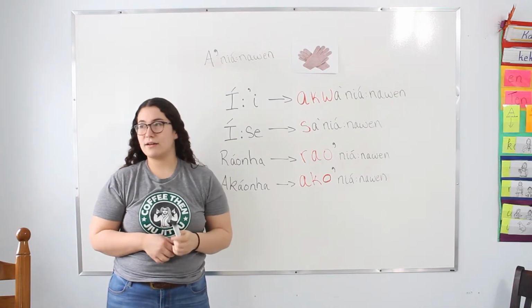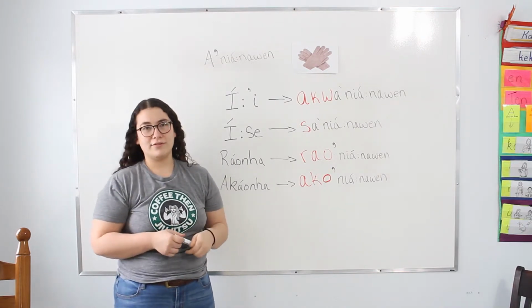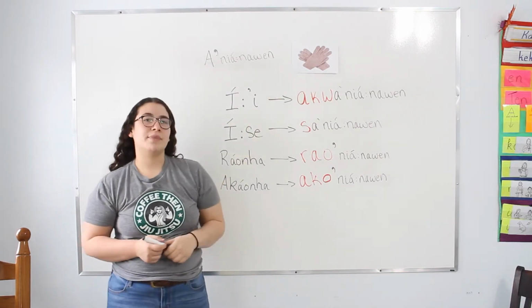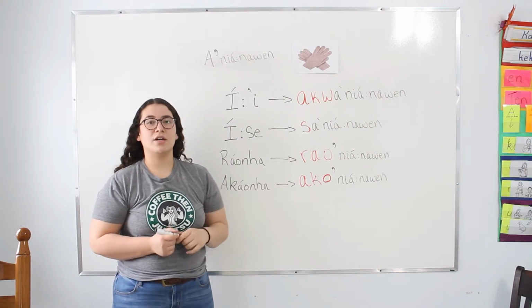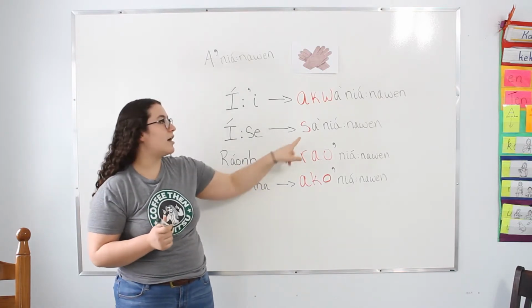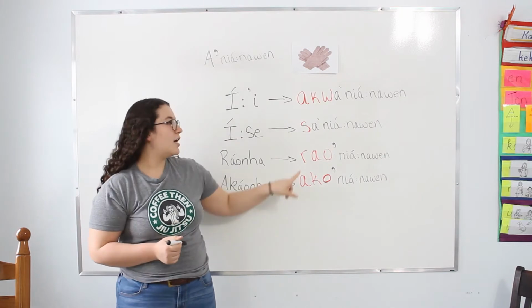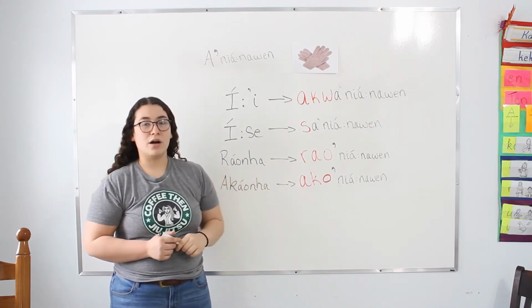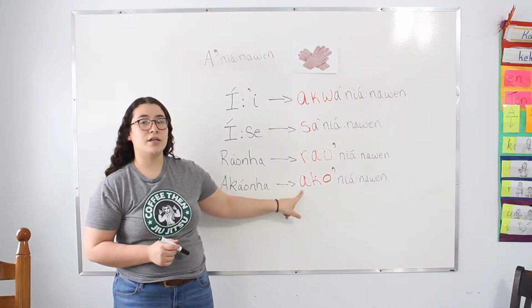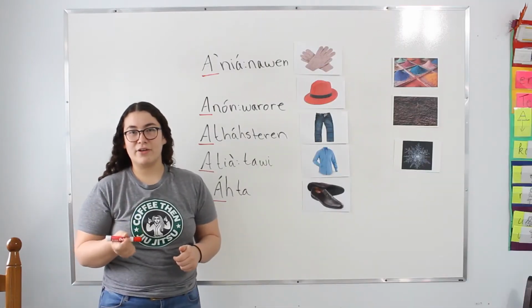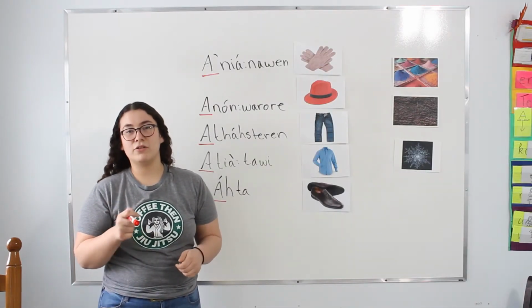Lastly, because it's winter, gloves. My gloves. Agwatnyanawa. Your gloves. Zatnyanawa. His gloves. Rautnyanawa. Her gloves, agotnyanawa. So when trying to identify whether or not it's an A stem noun, a good rule of thumb is to check the first letter.